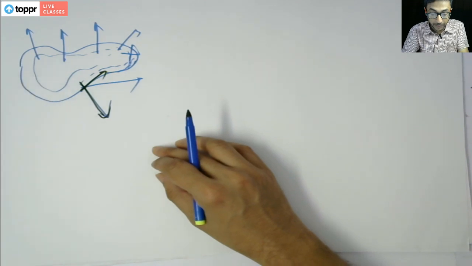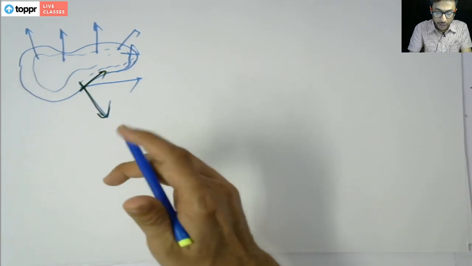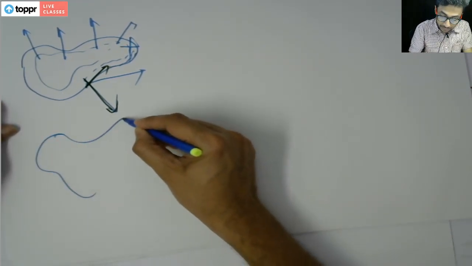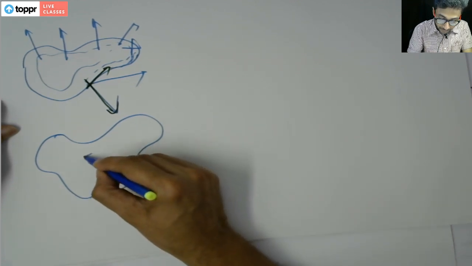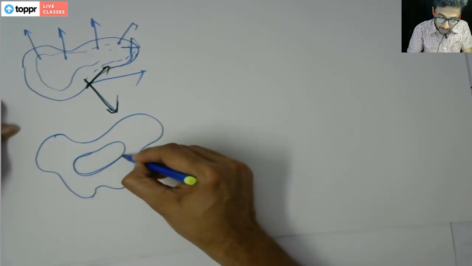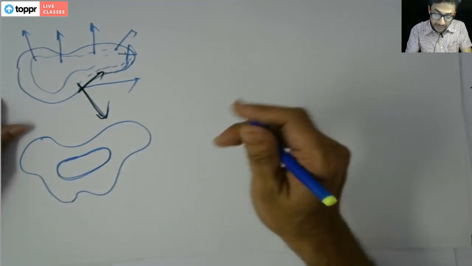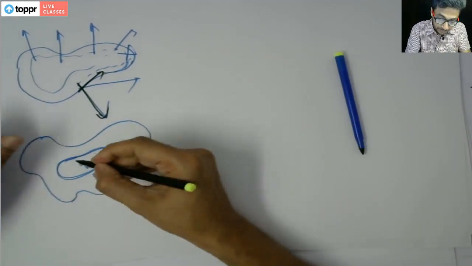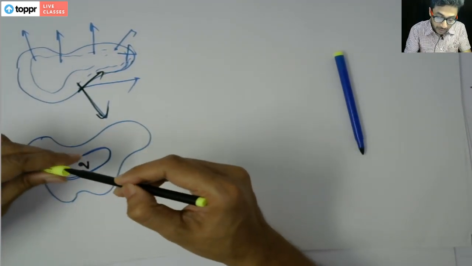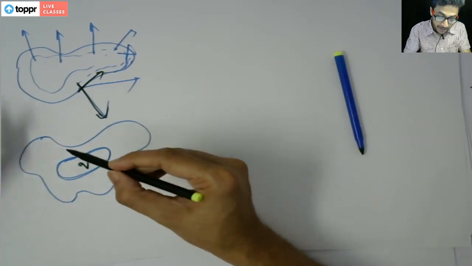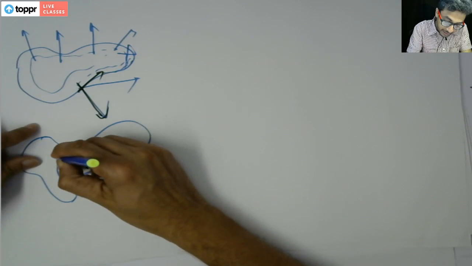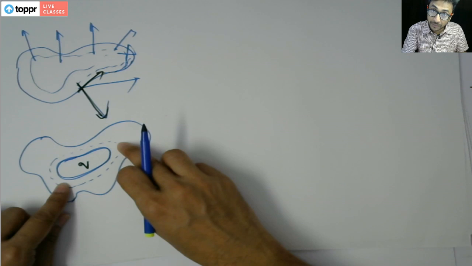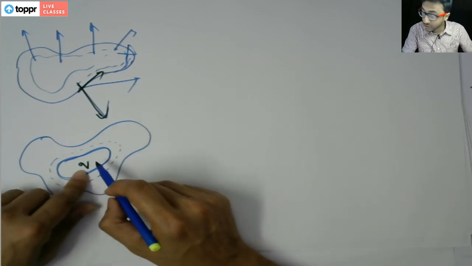Got it? Okay. Now we are coming to another interesting part, that is, a cavity within a conductor. See, within the cavity also, suppose we have kept a charge Q. What will happen if you take a Gaussian surface within the conductor? It has enclosed the charge Q.